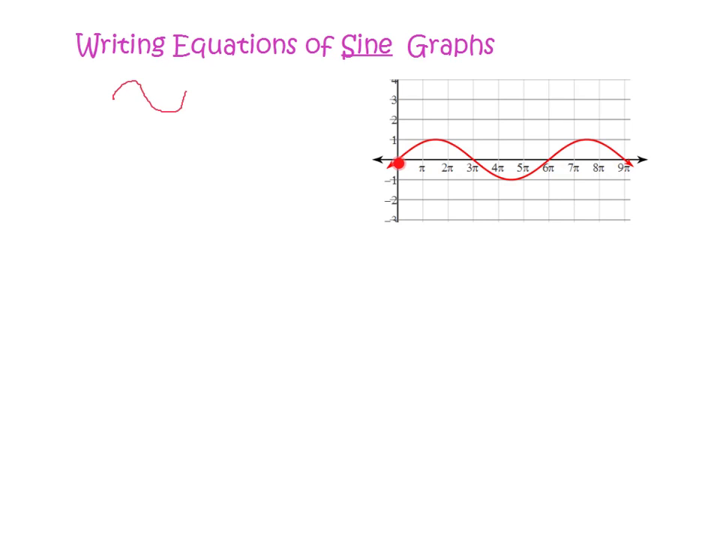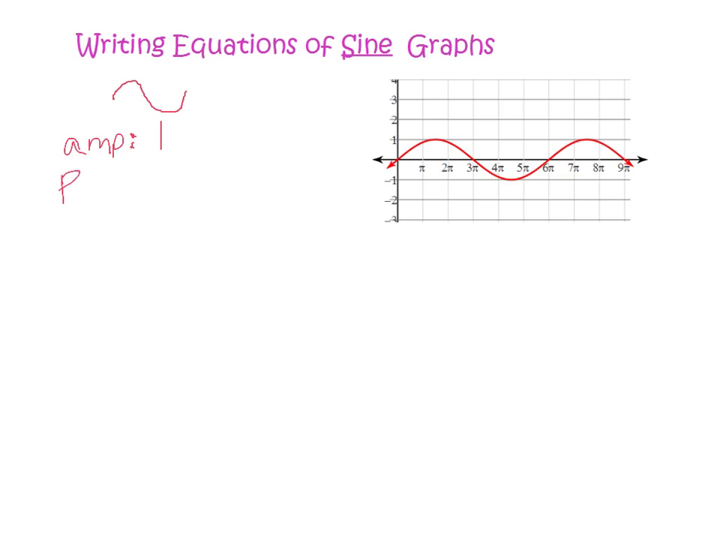The next thing I notice about this is how high it gets. It only goes to 1 and down to -1. That means my A value hasn't changed. It's just the parent value of a 1. Maybe I should start listing some things. My amplitude, I'm going to pull this from the graph. The amplitude is 1.